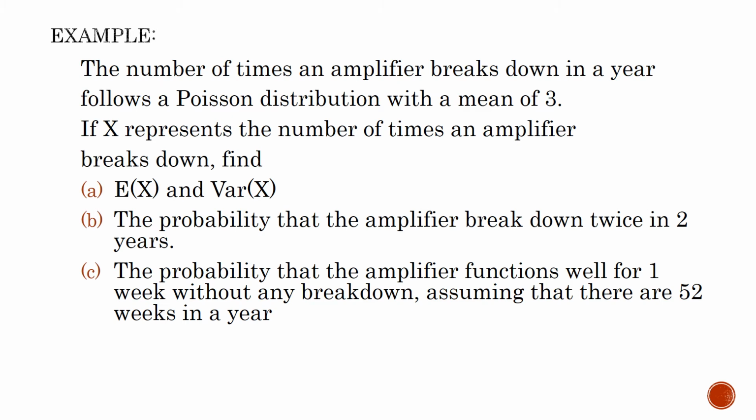Part B, the amplifier breaks down twice in 2 years. So now your time interval has increased to 2 years. Part C, the amplifier functions well. So this is the opposite from the question. The question gives you an amplifier breaks down. So how are you going to solve this? And the time interval is 1 week. And we have to assume that there are 52 weeks in a year.